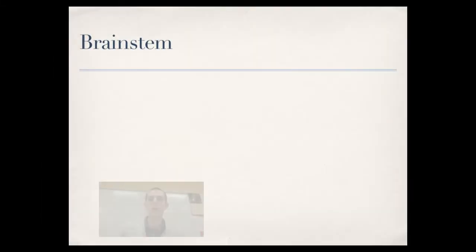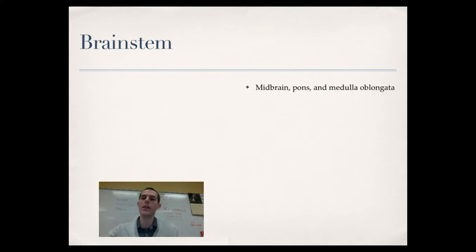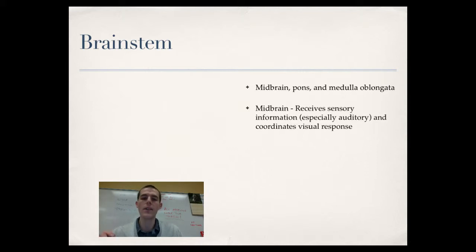So for the brainstem, several things to keep track of. It consists of the midbrain, the pons, and the medulla oblongata, commonly known as the medulla. The midbrain specifically receives sensory information, especially auditory. So most of the axons from our ears terminate in the midbrain. It also coordinates visual response. So the whole fact that the right eye is hooked up to the left side of the brain and the left eye is hooked to the right side of the brain, that crossover happens within the midbrain.